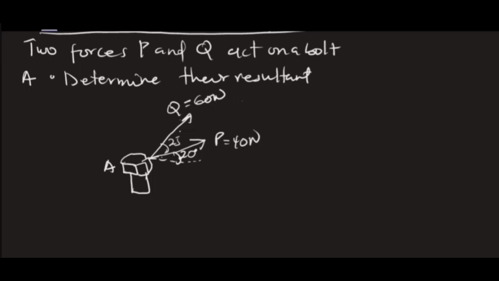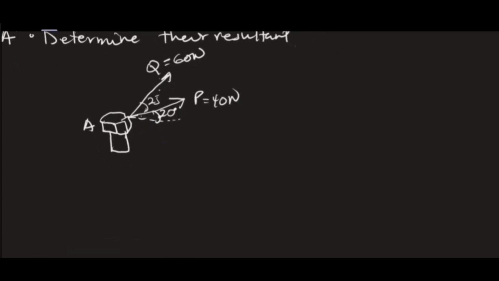Now, in this video, we are going to use the trigonometric solution, where you apply the trig ratios and the parallelogram law of vectors to solve this. So let's see. This is force Q, force P. To apply the parallelogram law of vectors, let me take this side alone. So I have Q and P, 40 Newton, 60 Newton.